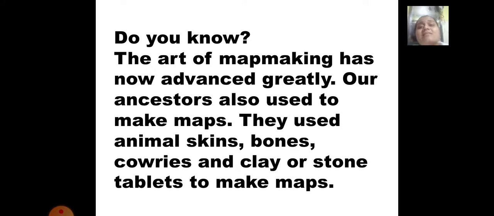Our ancestors also used to make maps. Ancestors means great great great great grandfathers. They used animal skins. So what did they use to make maps? Animal skins, bones, cowrie shells, and clay or stone tablets to make maps. So these were the things which, during the Stone Age and all, they used to make maps with the help of.